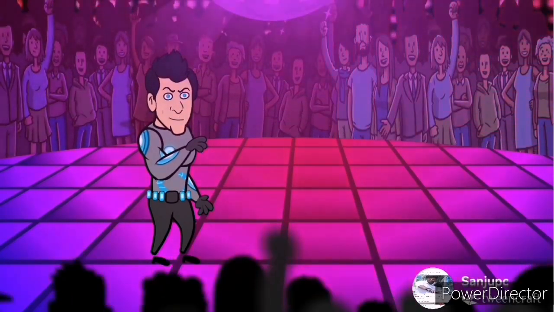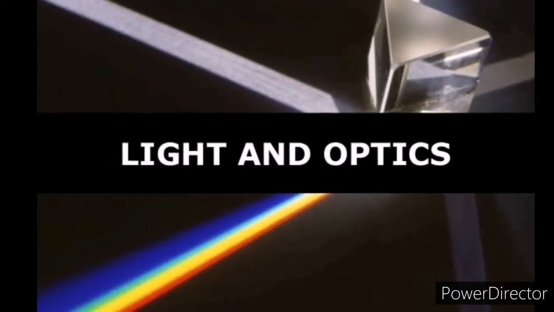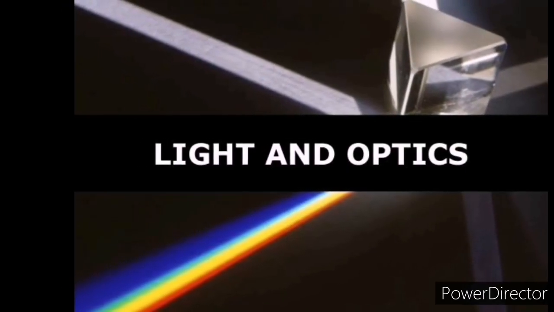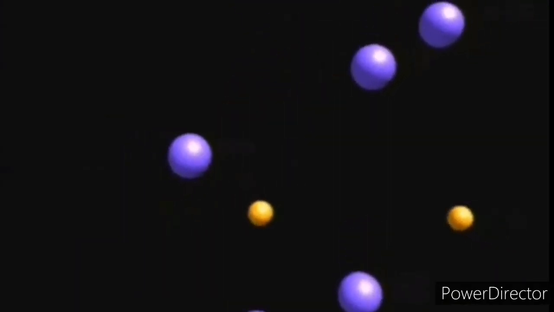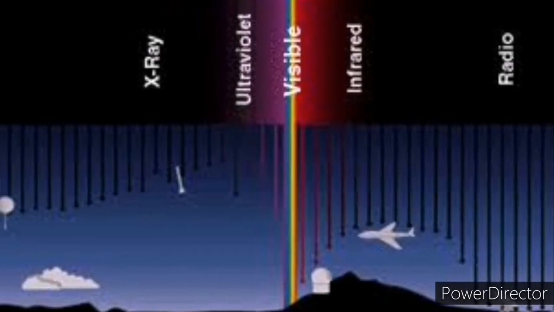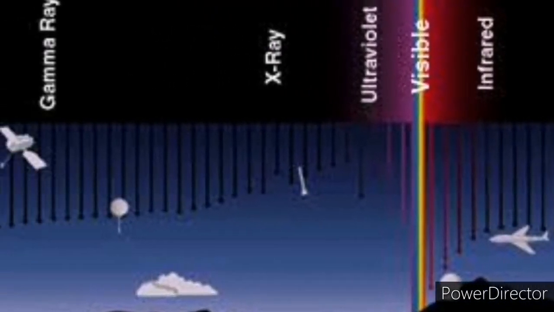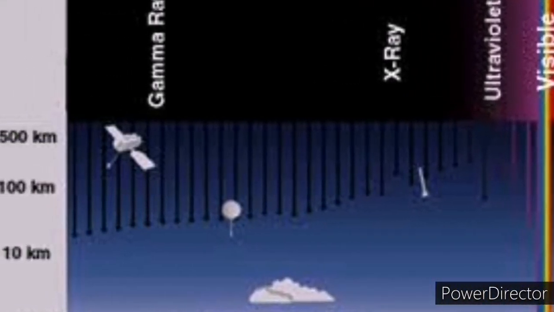Today our topic is optics. Optics is the branch of physics that studies the behavior and properties of light, including its interaction with matter and the construction of instruments that are used to detect it. Optics usually describes the behavior of visible, ultraviolet, and infrared rays.